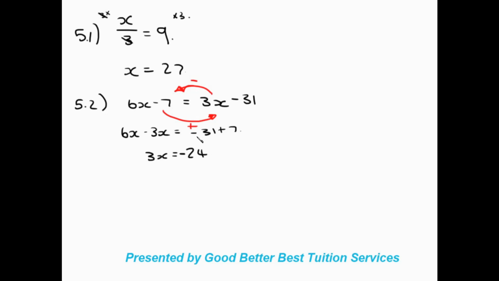So we're left with 3x is equal to negative 24, because negative 31 plus 7 is negative 24. Getting x by itself, we have to divide by 3. So the 3's will cancel each other out here, so we're left with just x is equal to negative 8. Okay, negative 24 divided by 3 will give me negative 8. Let me just make that a bit neater.